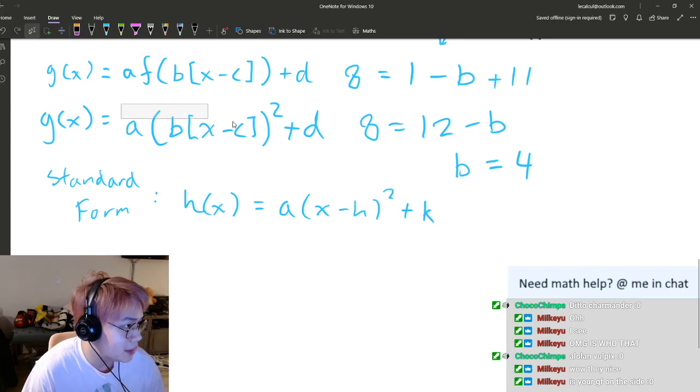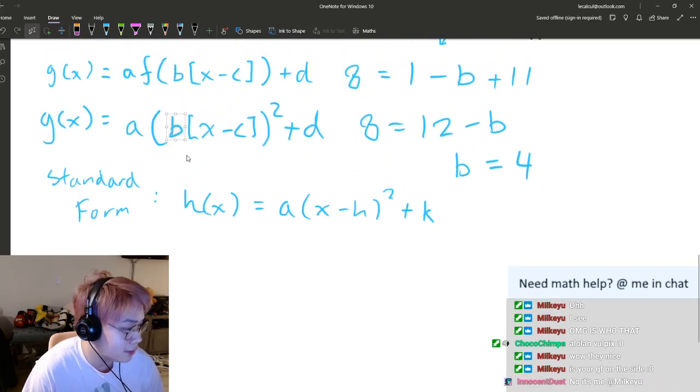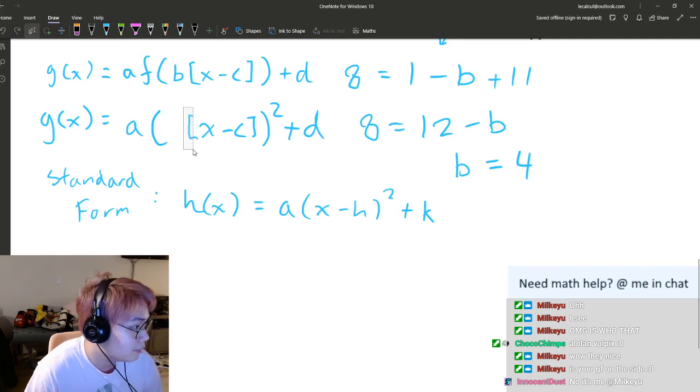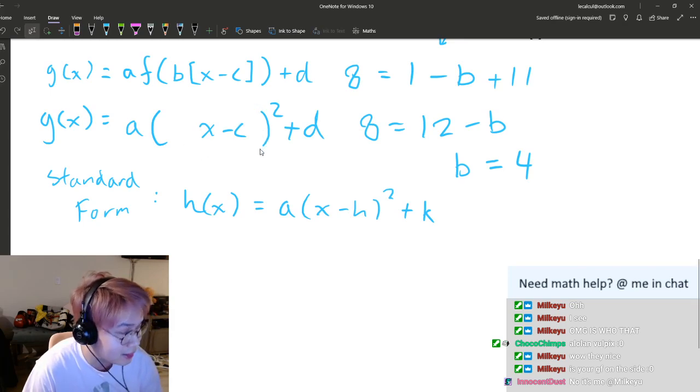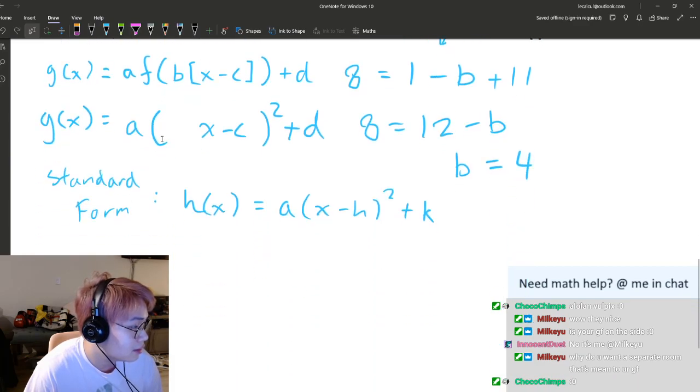But anyways, okay, so there is a very strong similarity between the two. Now, something to note is that there is actually no B transformation, so we can ignore that. And then that means that we don't need these brackets. And then essentially C and D are your H and K. So all we need to do is complete the square. And then if I complete the square, then I know what C and D are. And then A is whatever A is.